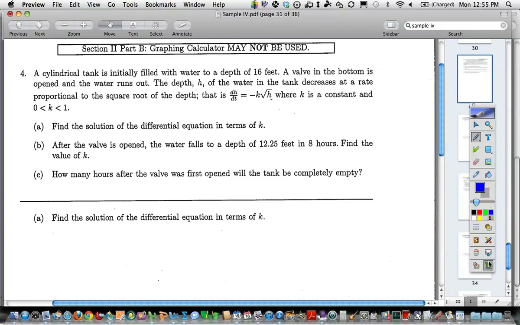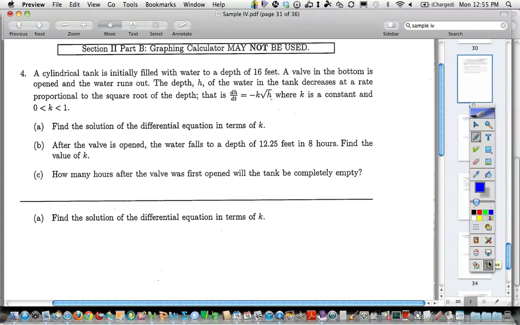Now, this is very similar to a problem we did early in the semester. It's called Torricelli's Law, water draining out of a tank. It said that the rate that the tank decreases is proportional to the square root of its depth. And they give you this right here. Almost always, one of the 6 free response questions is a differential equation problem, very similar to one like this.